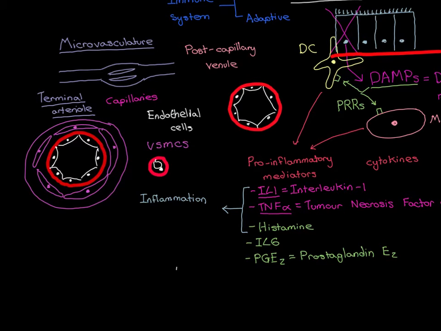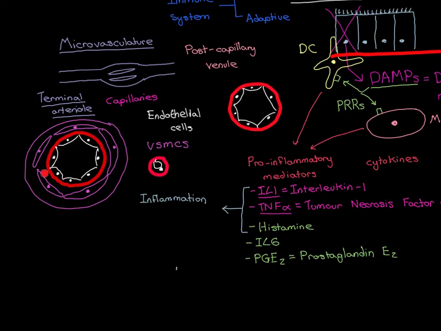So they act specifically on the endothelial cells of the blood vessel. They work on receptors that are on the endothelial cells of all three types of blood vessel: the terminal arterioles, the capillaries, and the postcapillary venules. And then by acting on the endothelial cells, they're going to trigger changes in the blood vessels.